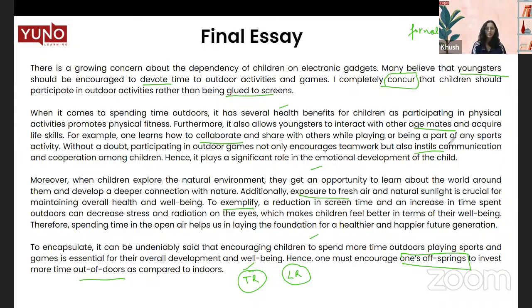So these are a few words that you can go ahead and add into your daily vocabulary as well, so that while you're writing your essays, you can use this.